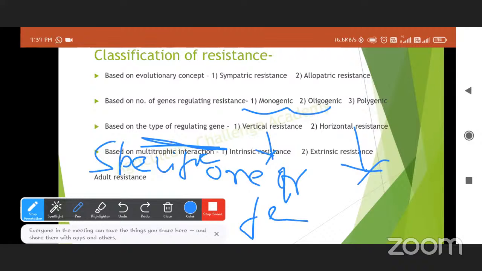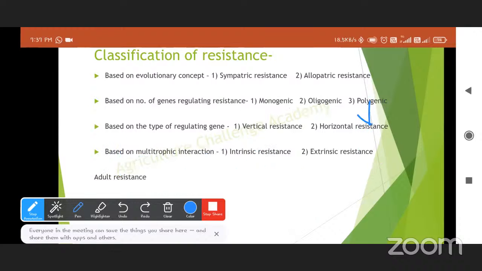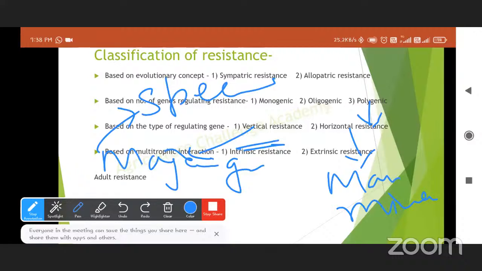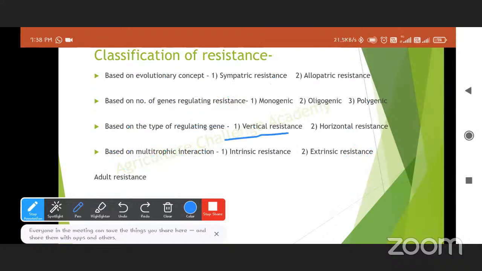Whereas horizontal resistance is polygenic in nature, which means it is governed by many minor genes. In vertical resistance, major genes are involved, and these are specific in nature, and monogenic and oligogenic resistance comes under this category. In horizontal resistance, many minor genes are governing this kind of resistance. Vertical resistance can easily be broken, but horizontal resistance is hard to break.